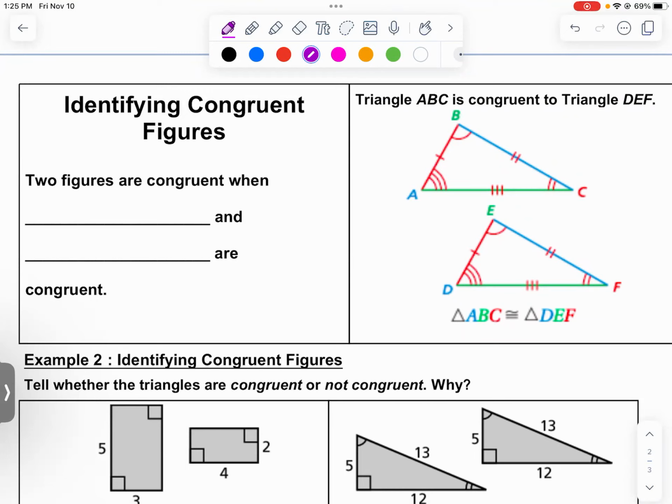Okay. 2 figures are congruent when they're the same shape and the same size, which means our corresponding sides and our corresponding angles are congruent, which is what we just did, right? We actually wrote out all of our corresponding sides, all of our corresponding angles.